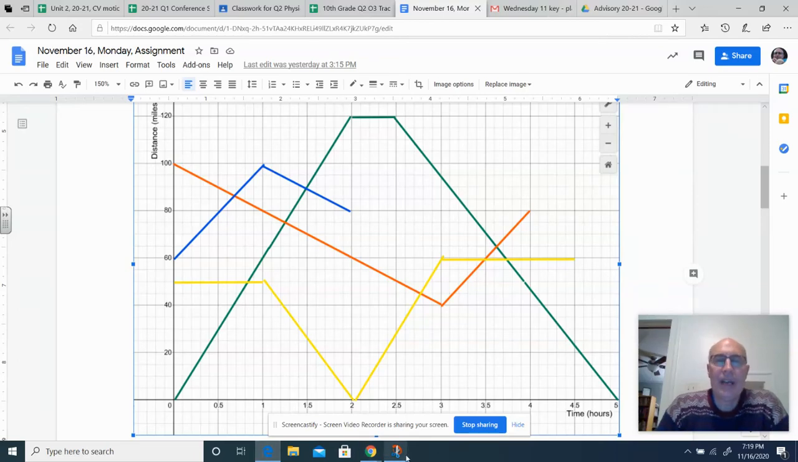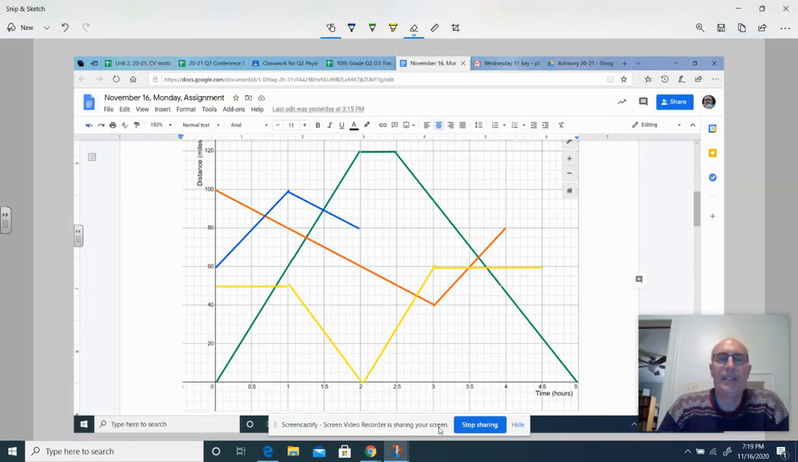Hello, I'd like to take a look at a graph of distance versus time, and we want to be able to find the displacement off that graph. If you've been having trouble reading these kinds of graphs, this is a good thing for you to watch.